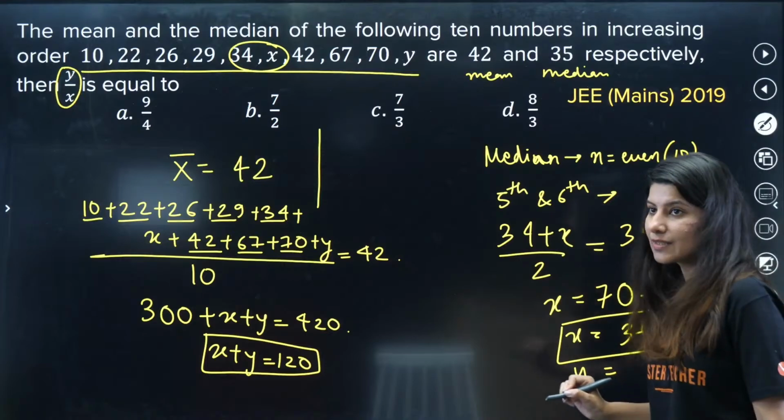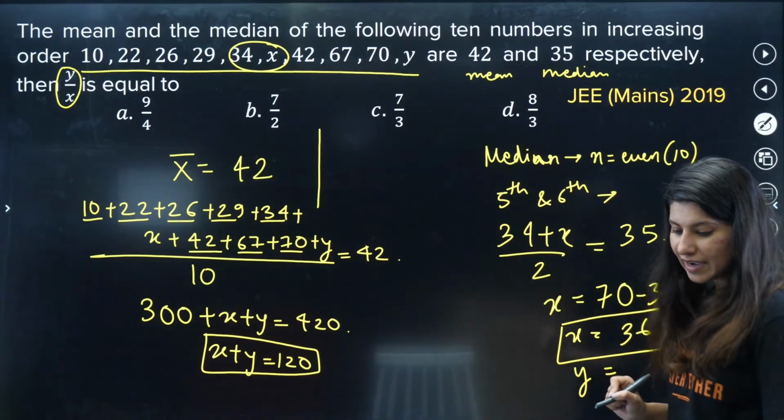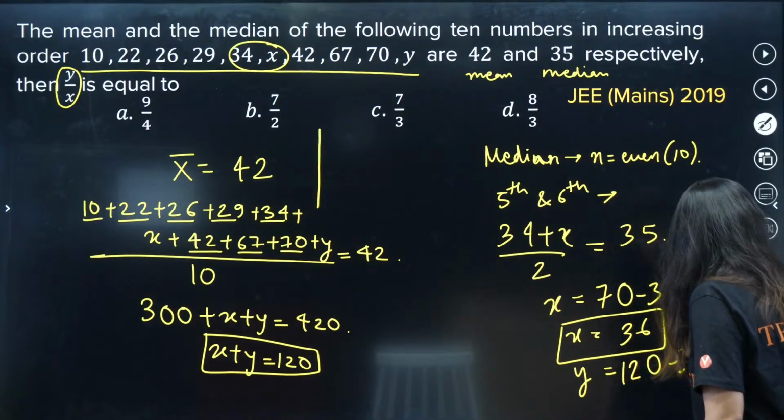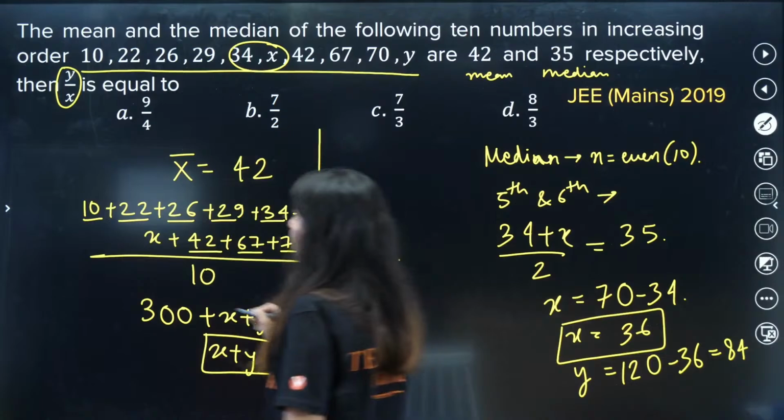And y is coming out as what? Tell me the value of y. y is 120 minus 36, which is 84. So y is 84.